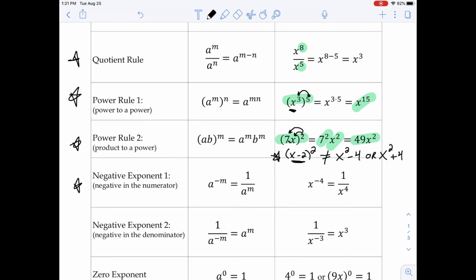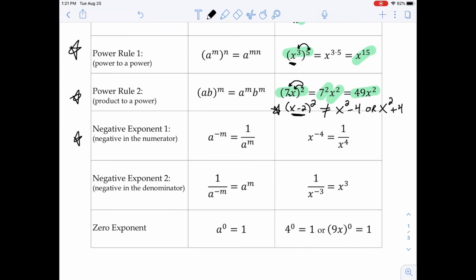All right, looking at the negative exponent, I broke this down into 2 because here you can have the negative exponent in the numerator. So this term right here is technically in the numerator. It's basically over 1. So what you do is you flip it and it goes to the bottom. So that's equal to 1 over a to the m. Again, it's probably easier to look at an actual problem here. If you have x to the negative 4, you flip that and it goes to the bottom, which then gives us 1 over x to the 4th.